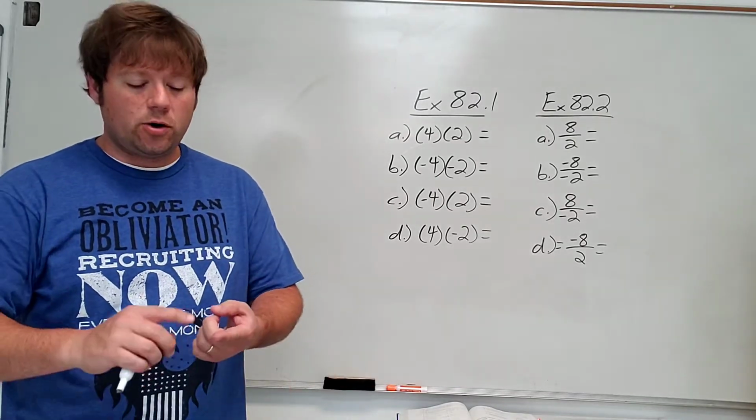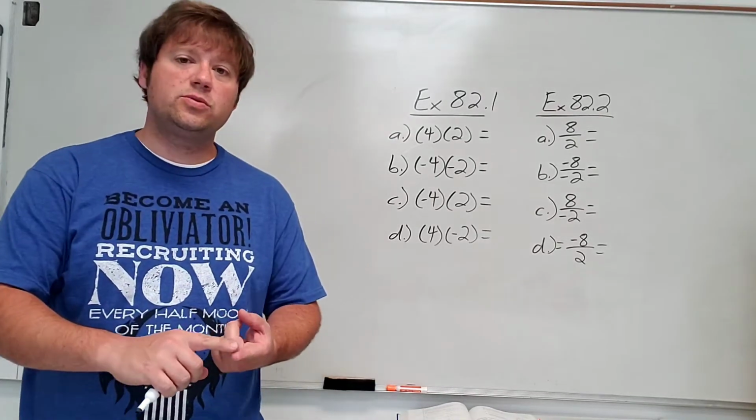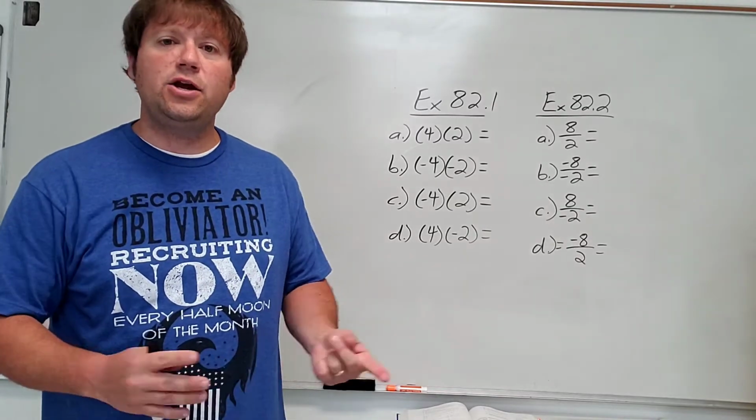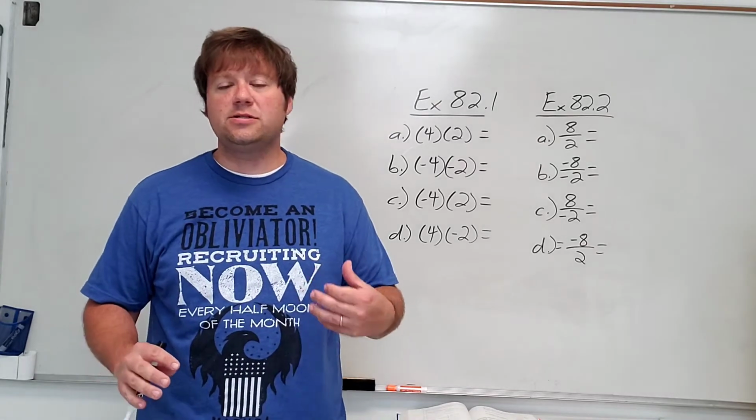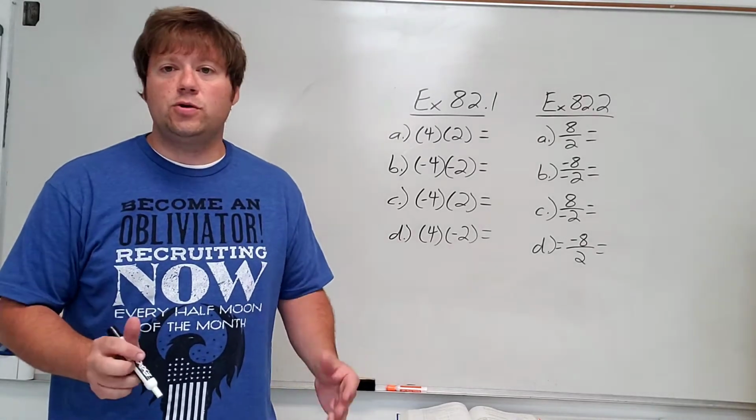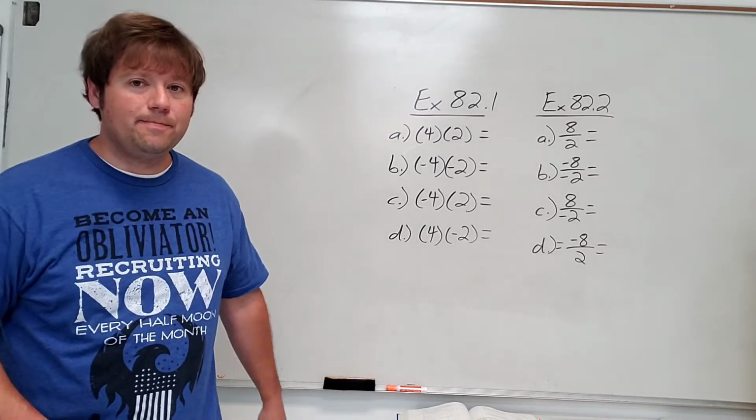We said those rules are that when you are adding numbers with the same sign, you keep the sign and you add normally. When you are adding numbers with different signs, you take the sign of the bigger number and you subtract. And that works all the time.